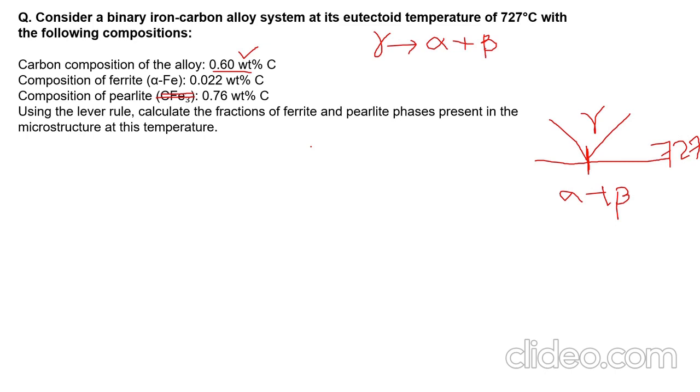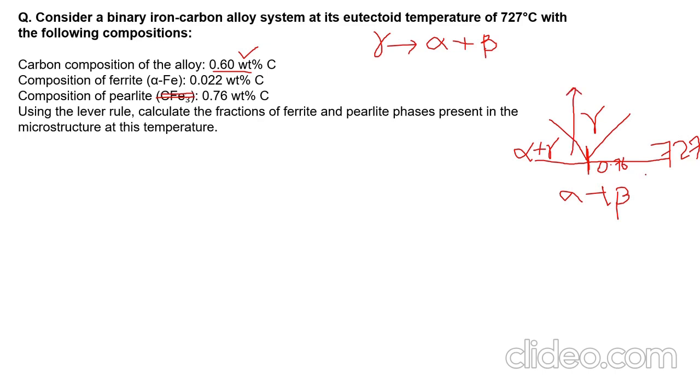So you should understand at what temperature you actually are. Are you in the hypoeutectoid or the hypereutectoid region? For that, you should know what this point is. This is your eutectic point. For this eutectoid transformation, this is 0.76 percent carbon. The composition of the alloy is given, 0.6. So you are in the hypoeutectoid region, below the gamma region. So you are in this region, which is alpha plus gamma, somewhere at 0.6. So this is your region.